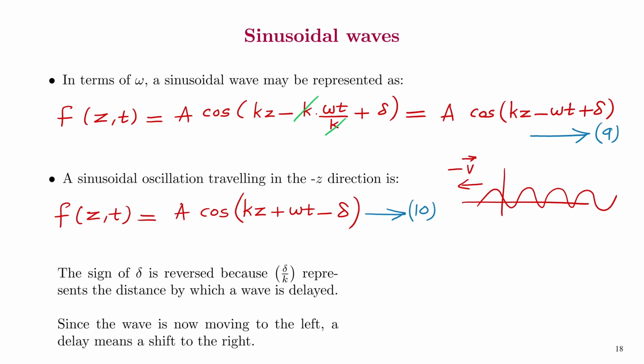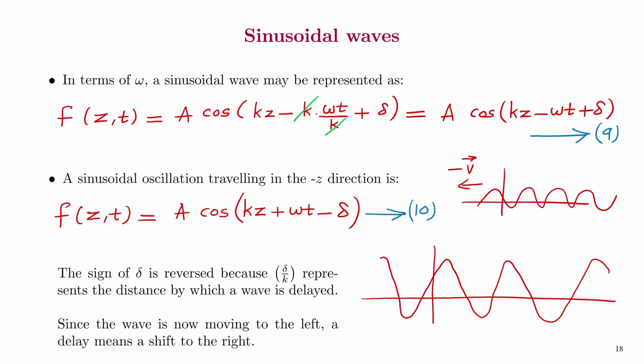Why should delta become negative? For that, let us consider a wave that is propagating in the negative z direction. In this case, a delay means a shift to the right. Since the wave at an earlier time is shifted to the right, the delay in delta has to be shown by reversing its sign.